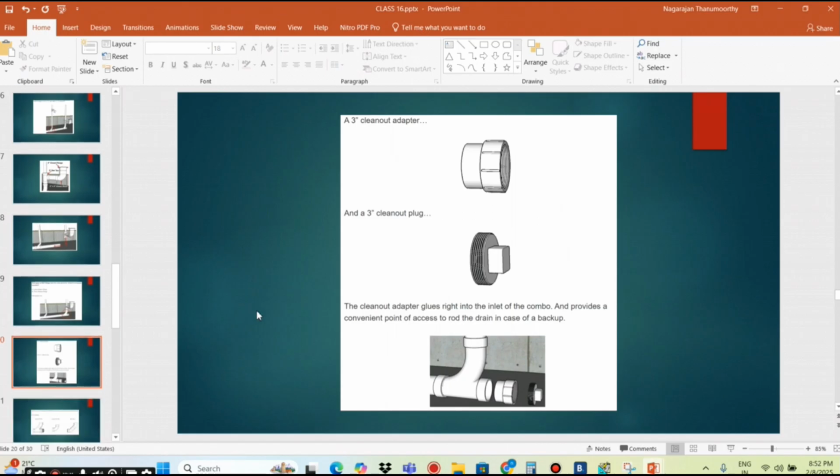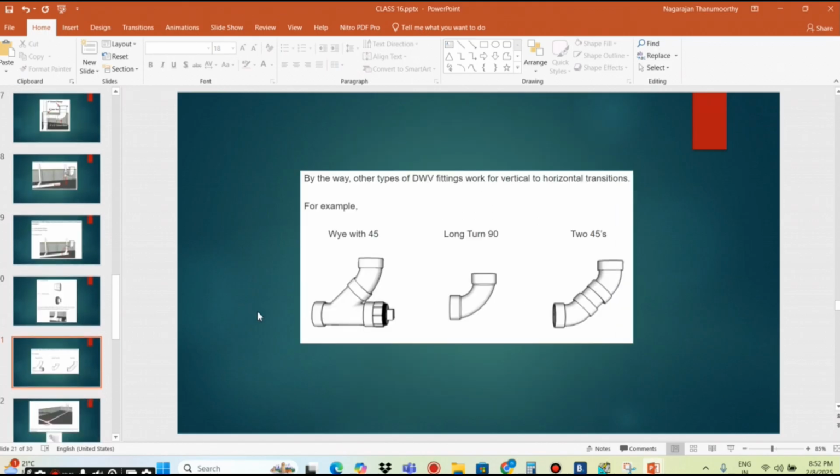So here, for example, they have multiple options. By the way, other types of fittings are allowed. You can use the long turn elbow. This point is very important. You can use a long turn 90 degree elbow. Otherwise, like you told, it is acceptable, and mostly in the Middle East we can see this type of fittings: Y 45 degree, then we can use the 45 degree elbow. So this is one option.